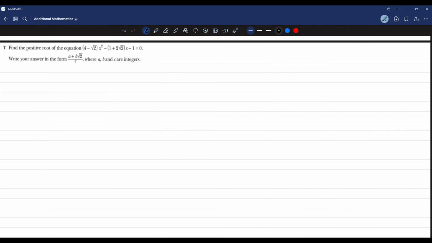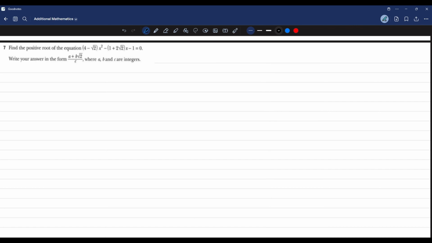Okay, so for question number 7, they've again given us a simple question. And what they've given us here is the equation (4 minus under root 2) x squared minus 1 over 1 plus 2 under root 2 x minus 1 is equal to 0. And then we have to write the answer in the form a plus b under root 2 divided by c. So basically, what they've told us here, we need only one answer, and that is the positive root. So whatever the roots of x are, for example, we get x is equal to negative 5 or positive 7, we have to cancel out negative 5, and then we get positive 7. And that's basically what we have to do. Only the positive root is needed in this question.